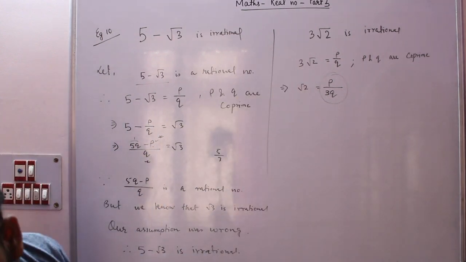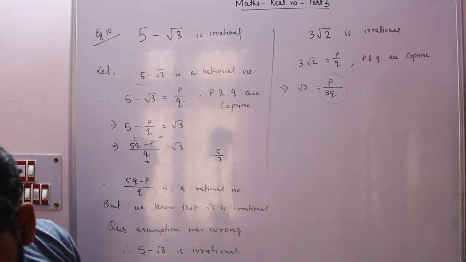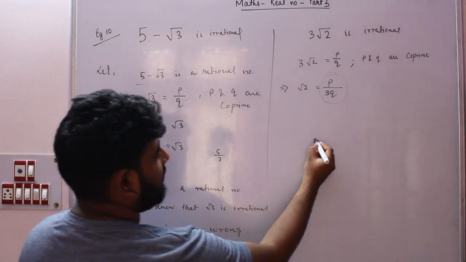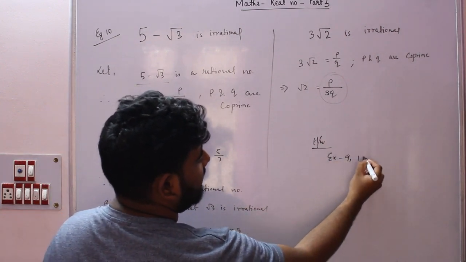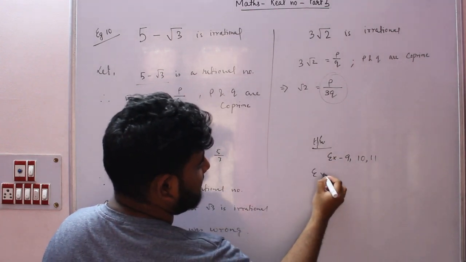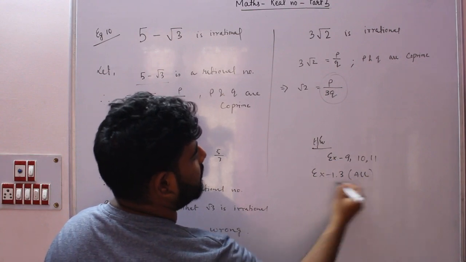Okay. So similarly you will do examples 9, 10, 11. Homework will be examples 9, 10, 11 and exercise 1.3 all. Okay, that much you can do.